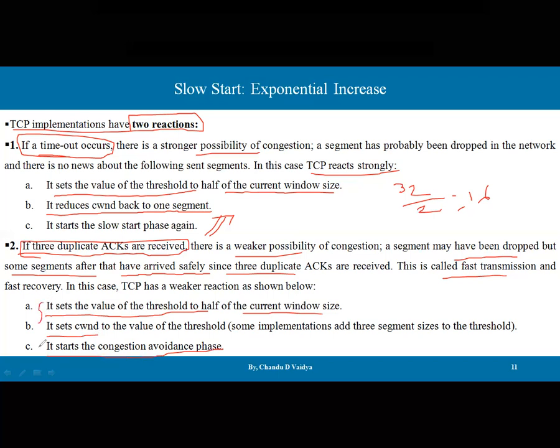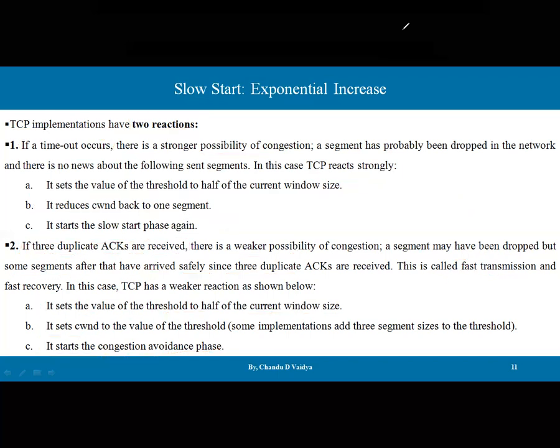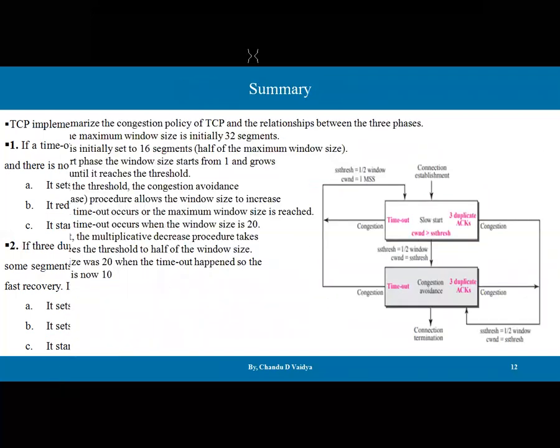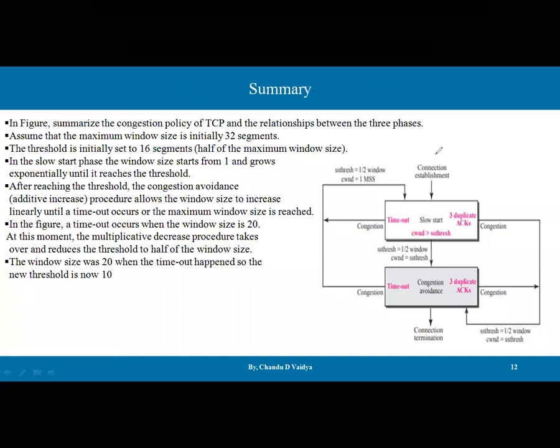In both these cases, TCP reacts in a different manner: the timeout case, and the three duplicate acknowledgement case. So let's take the summary of all the three policies we have discussed. Initially, let's say the connection is established over the network, so it starts. After it starts, the policy will be congestion avoidance. After the congestion avoidance, the connection termination can happen.